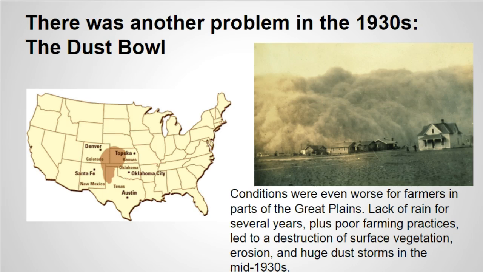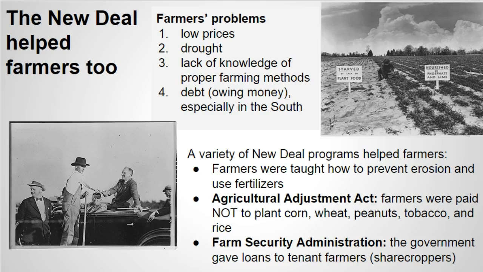Basically, since World War I, farmers had been planting too much. They'd been overproducing. Prices had gotten really low. They were over-farming the land, and the land was beginning to fall apart. A variety of New Deal programs helped farmers. Farmers were taught how to prevent erosion and use fertilizers. These were some of the problems that led to the Dust Bowl.